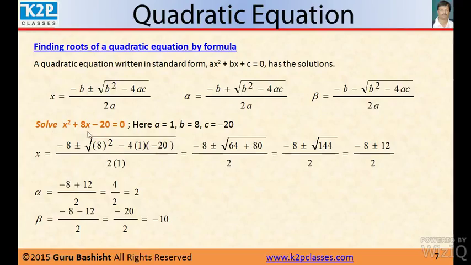Solve x square plus 8x minus 20 equal to 0. Here a equal to 1, b equal to 8 and c equal to minus 20. So if we put in the formula, it becomes x equal to minus 8 plus minus 12 by 2. So alpha is minus 8 plus 12 by 2, that is 4 by 2, that is 2, and beta is minus 8 minus 12 by 2, minus 20 by 2, equal to minus 10. So the solution or roots of the given equation are 2 and minus 10.